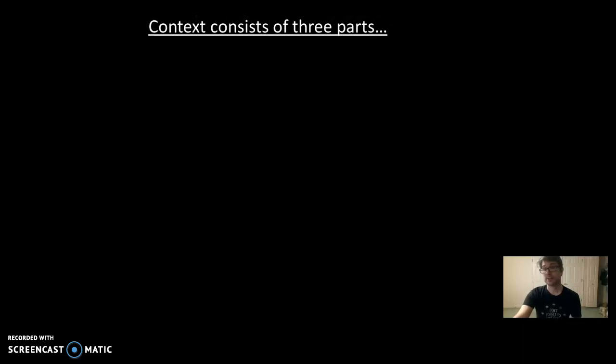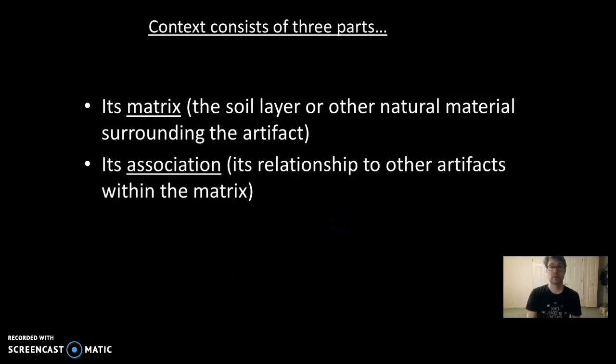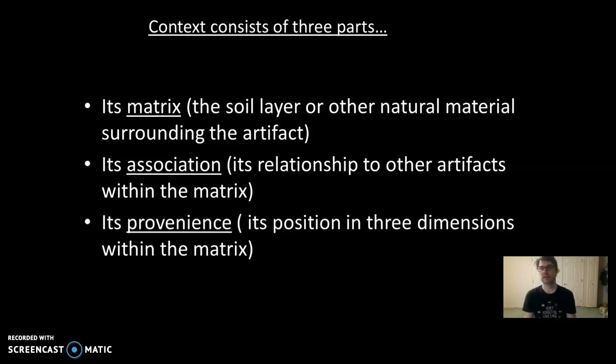So context consists of three parts. There's the matrix, which is the soil layer that surrounds an artifact. There's the association, in other words, all of the other artifacts within the same matrix, all the artifacts that are found with that artifact. And then finally, there's the artifact's provenience, which is its position in 3 dimensions within the matrix. So let's illustrate what I mean with regard to an archaeological dig.